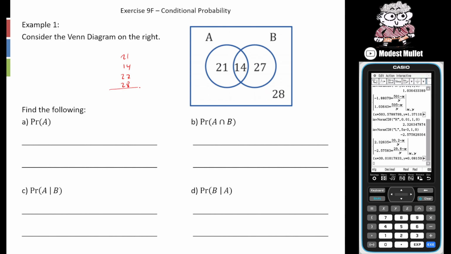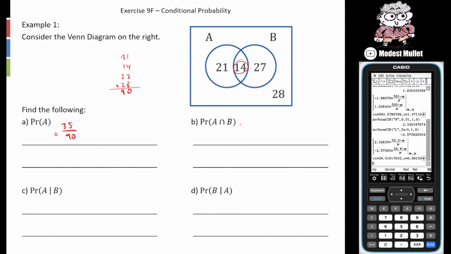28 and 21. Oh, let's just do this properly. 1, 4 is 5, plus 7 is 12, plus 8 is 20. 2, 4, 6, 8, 9. So total out of 90. Now A has 21 and 14, so that is going to be 35 on 90, which we could simplify, but I'm just going to leave it as that for now, for brevity of the video.